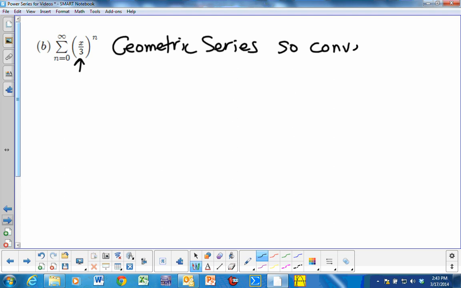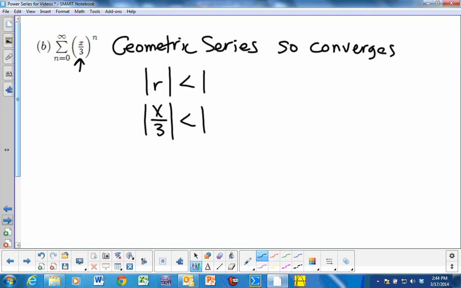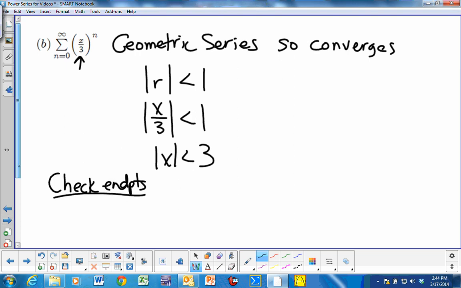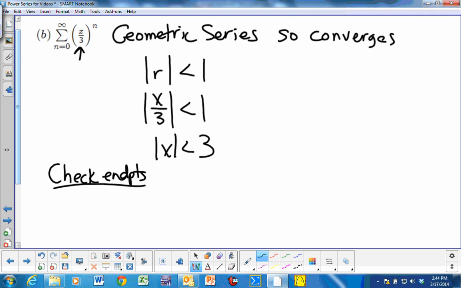So it converges when the absolute value of r is less than 1. Well, the absolute value of r is the absolute value of x over 3. It will converge when that is less than 1. So multiply both sides by 3 here, and we get that it will converge when the absolute value of x is less than 3. So now all we have to do is check the endpoints. Well, the endpoints here will be a little bit easier to check because this is geometric. So the endpoints of this interval are -3 and 3.